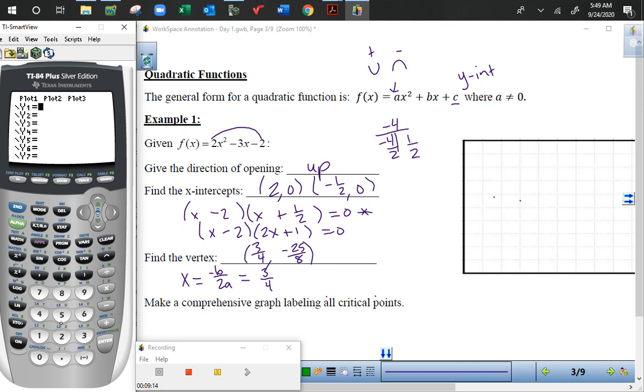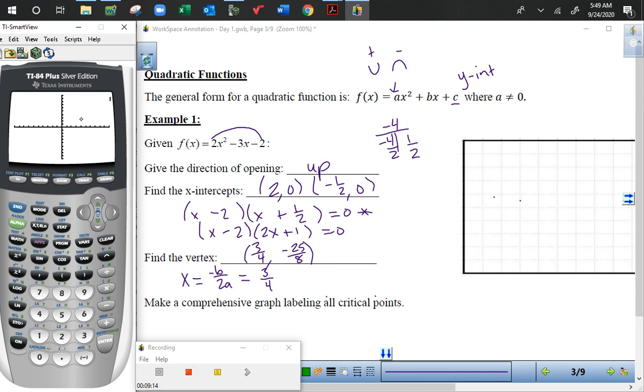But we're going to type in our equation, 2x squared minus 3x minus 2. And then to get back to a regular 10 by 10, we'll hit zoom and then 6 and see if we need to adjust from there. Our whole goal is to make sure that our graph is kind of in the middle of our picture over here, and also so that we can see everything that we need to put on there in terms of critical points. So we're looking for x-intercepts, y-intercepts, max and min.